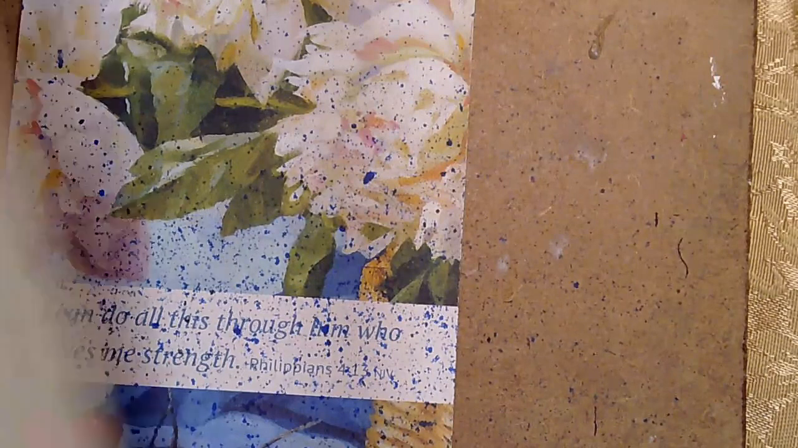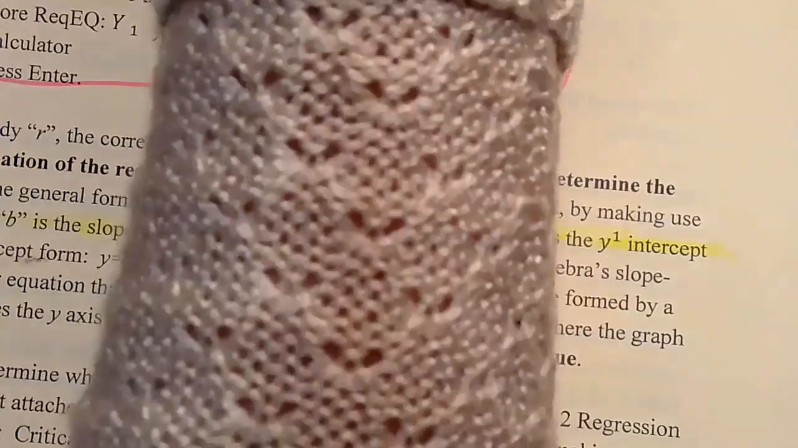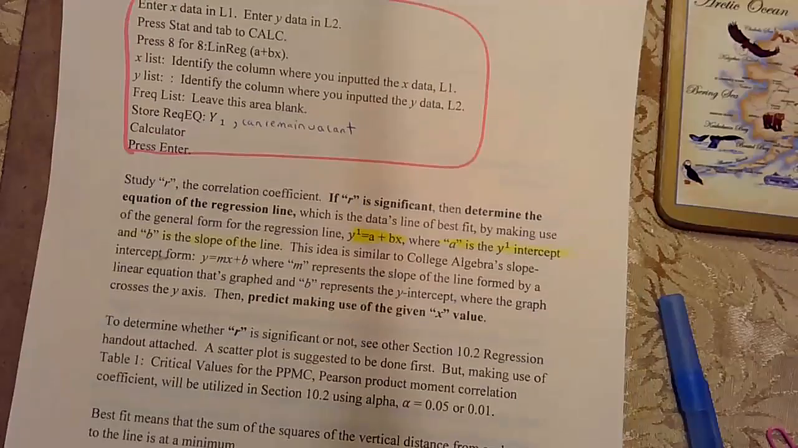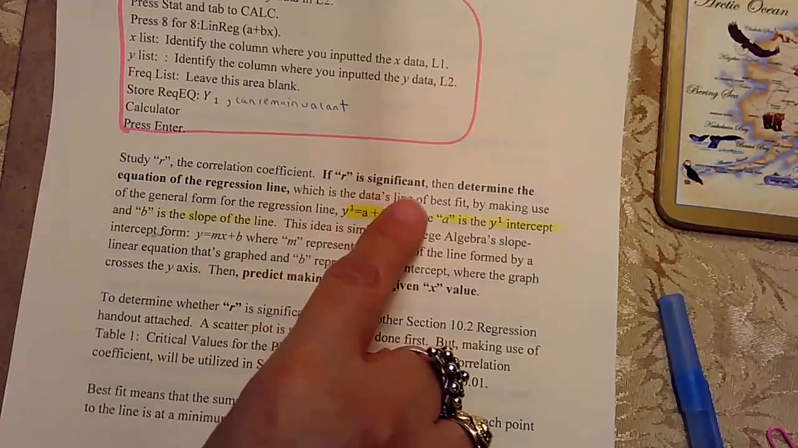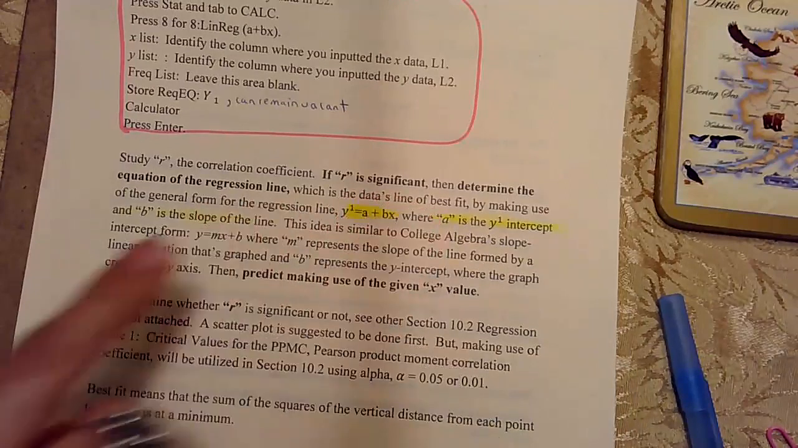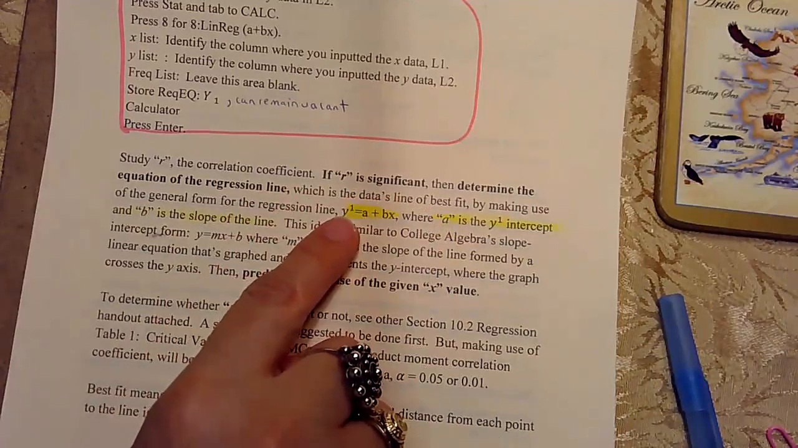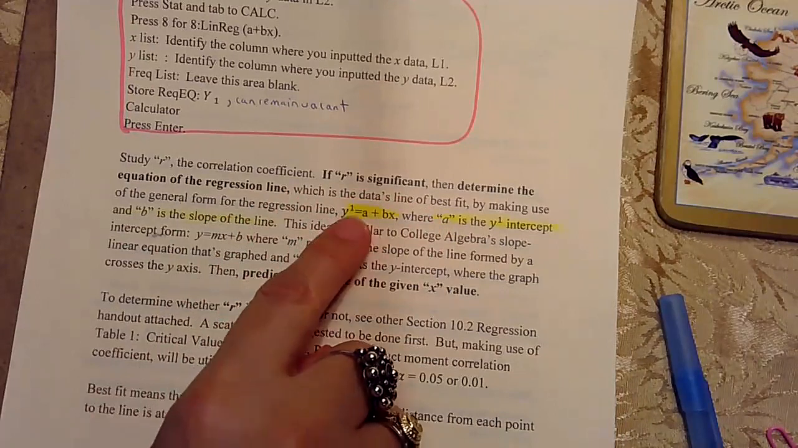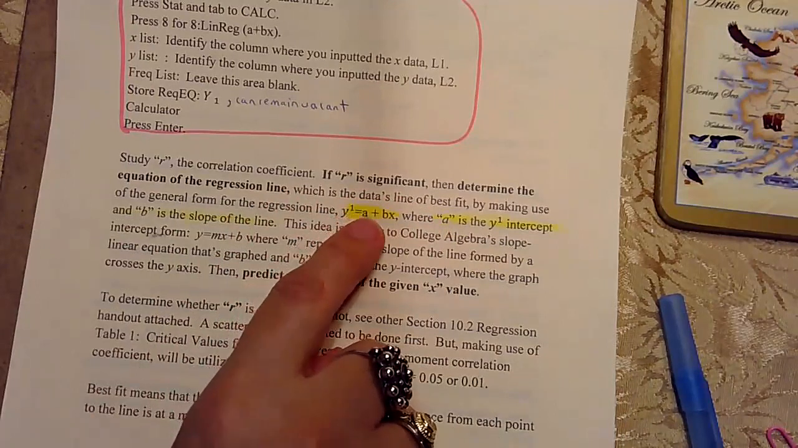Okay, and then I had you print some sheets, and so this is: r is significant, and you want to determine the equation of the regression line. Here's your equation, y prime. I think that should be y prime. It looks like y sub 1, but that's y prime. It is a plus bx.